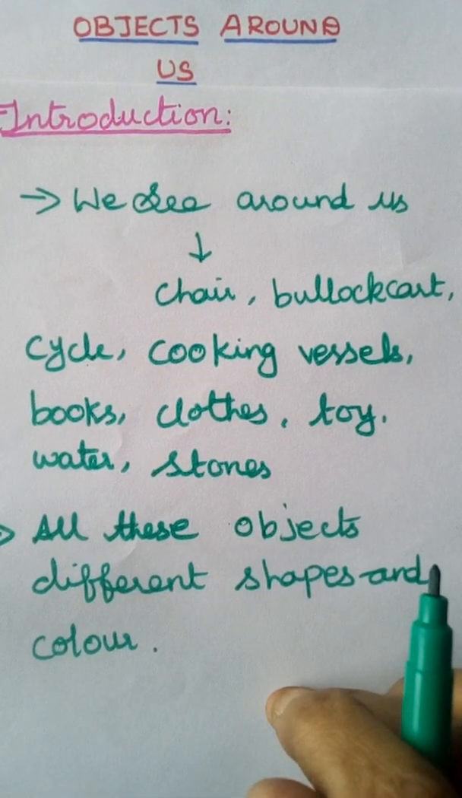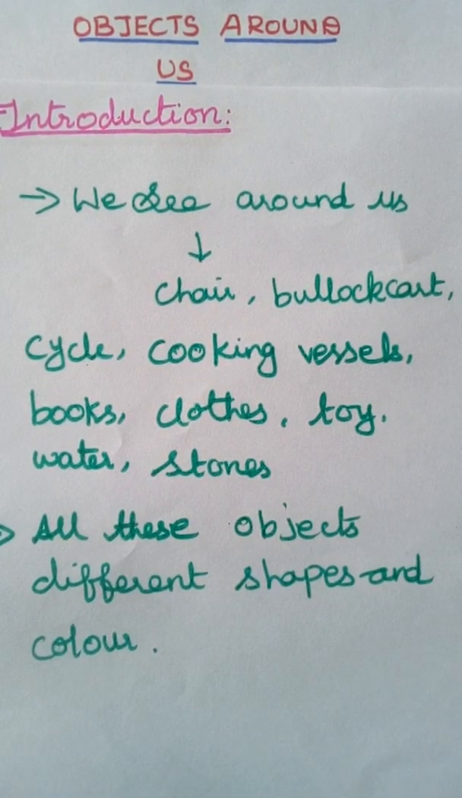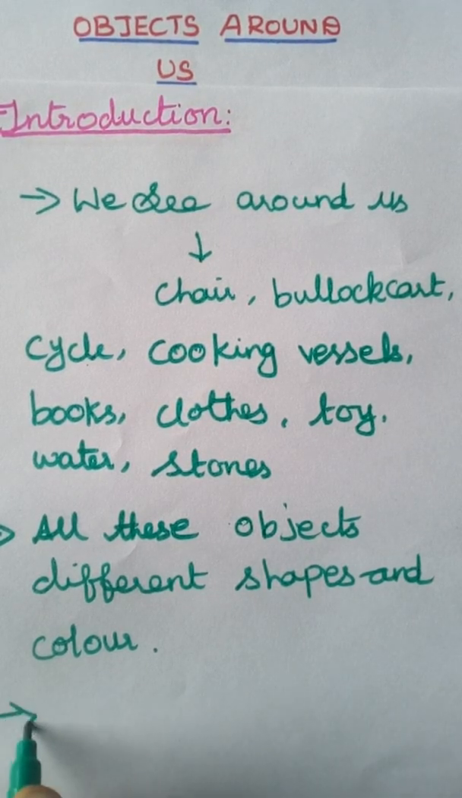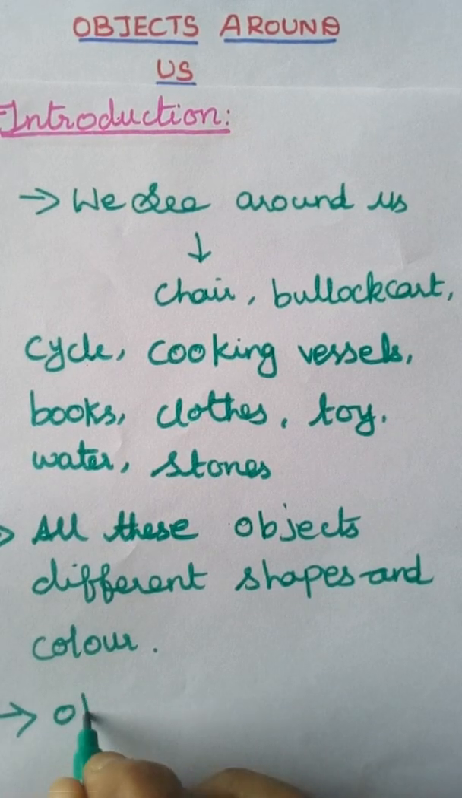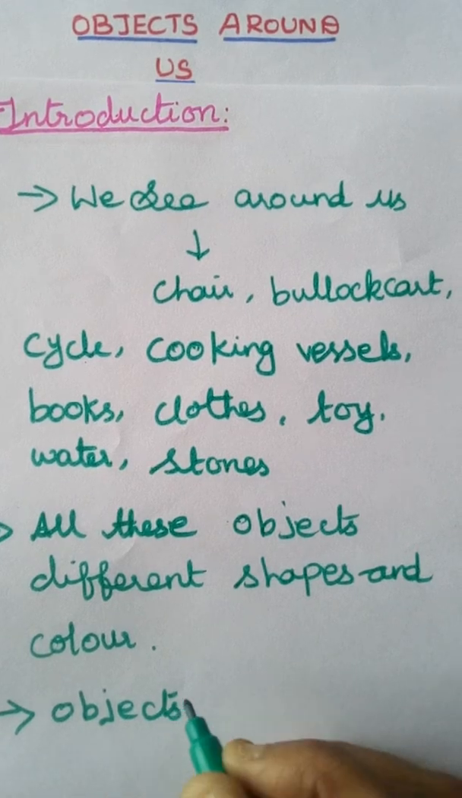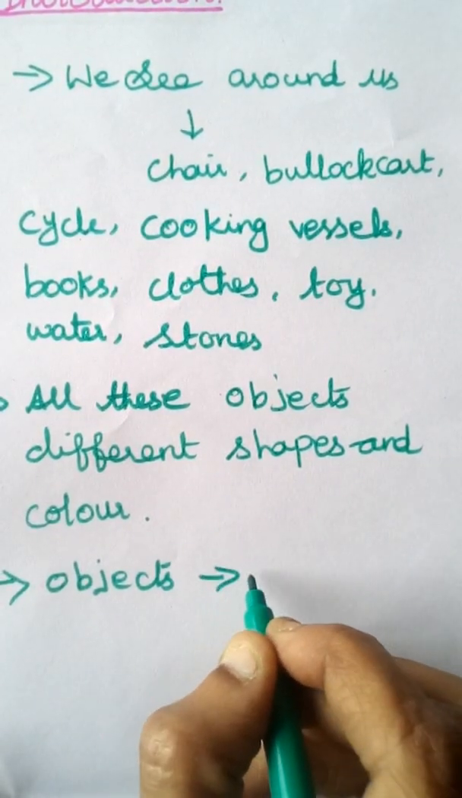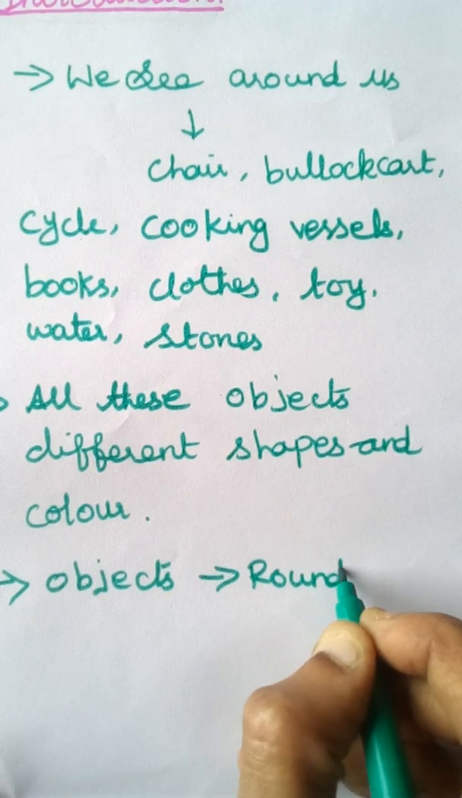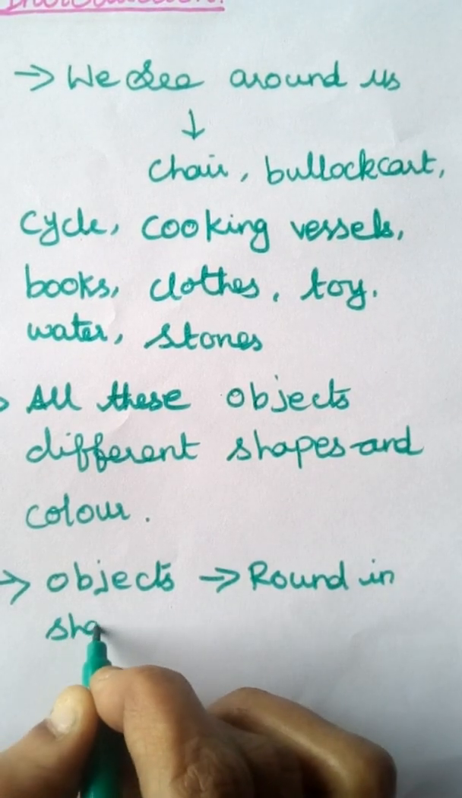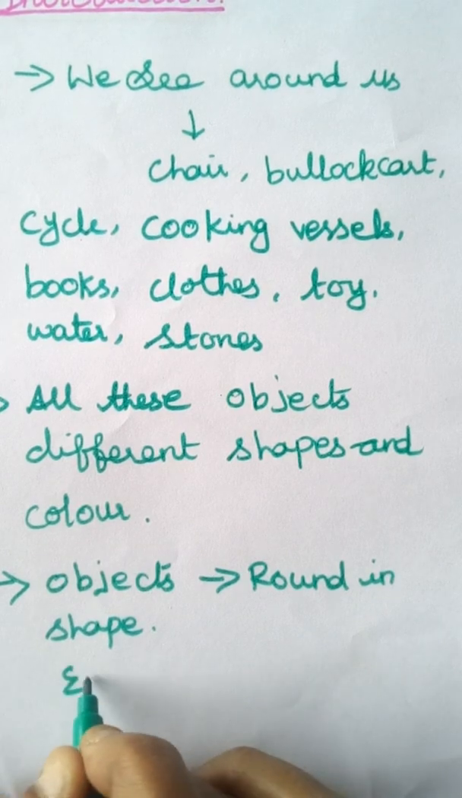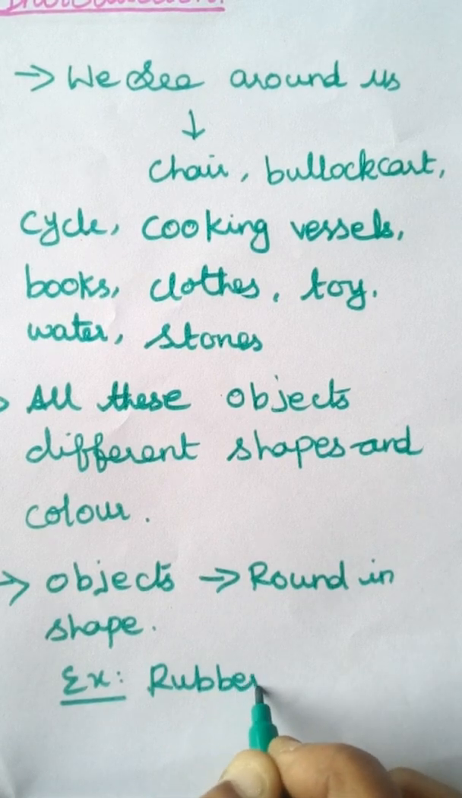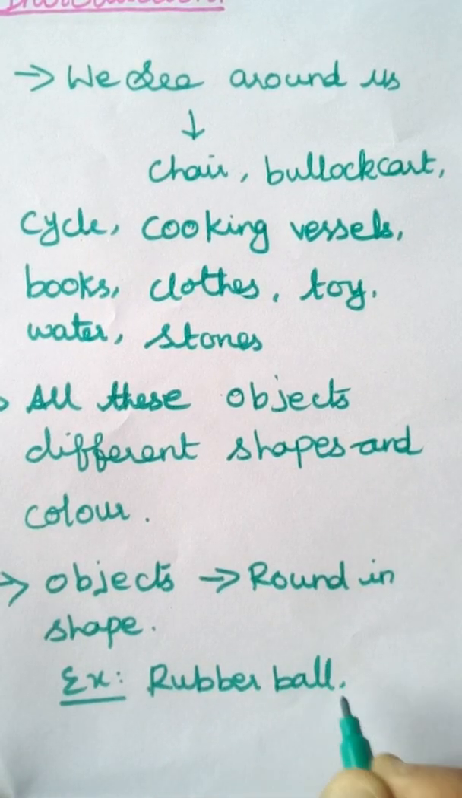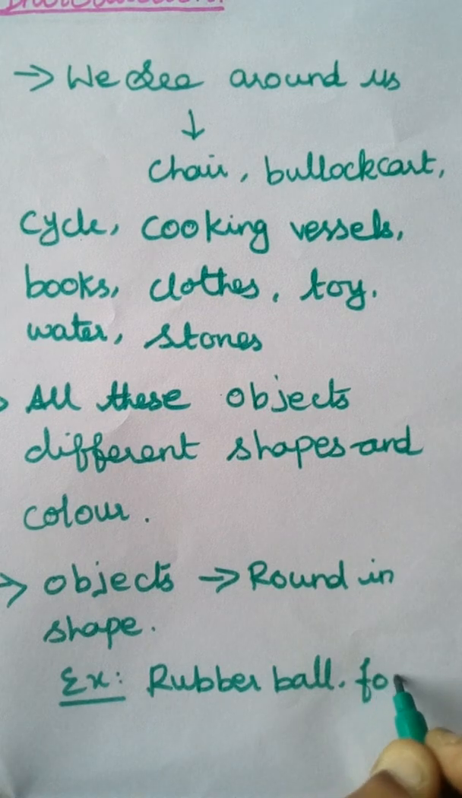Then look around and identify the objects that are round in shape. Which is round in shape and which one is nearly round in shape? You already know examples of round in shape: a rubber ball and a football.